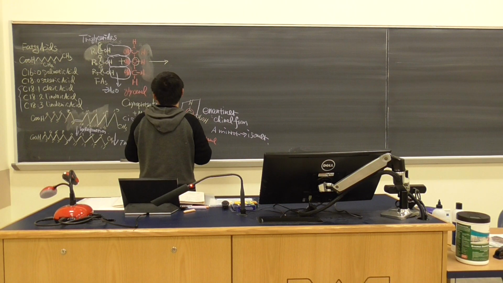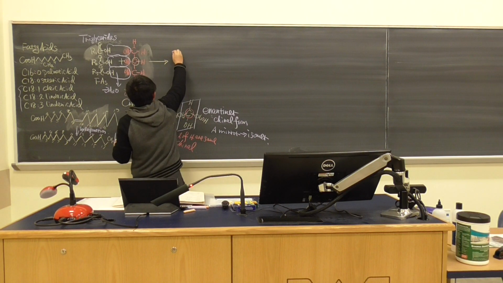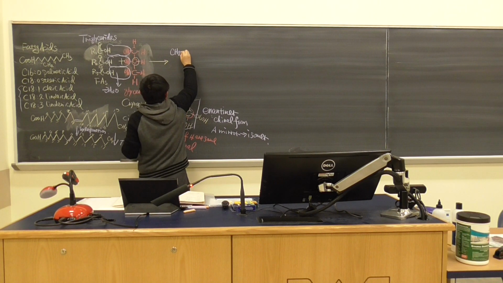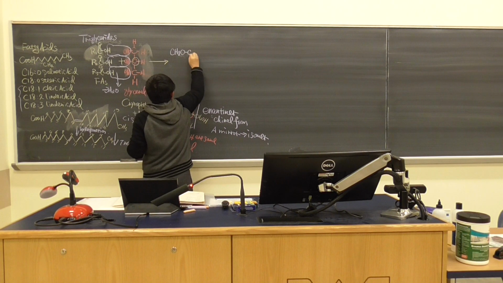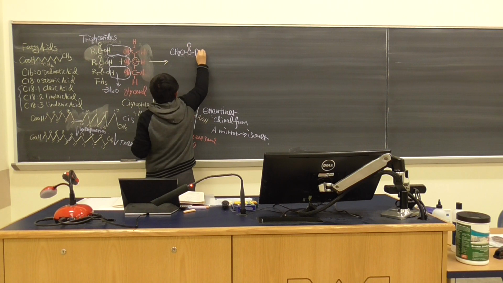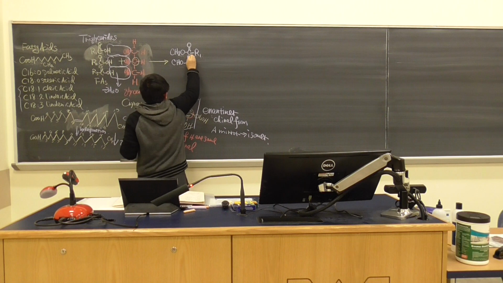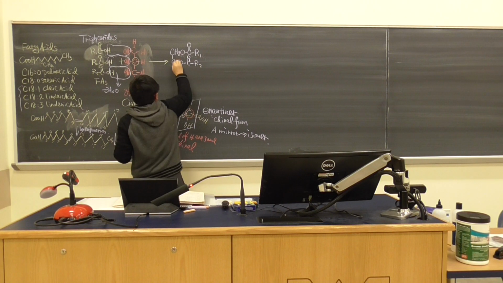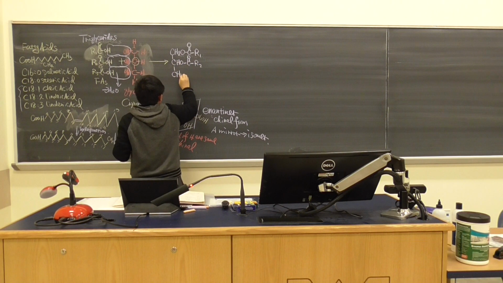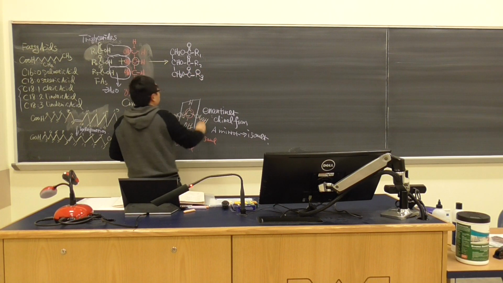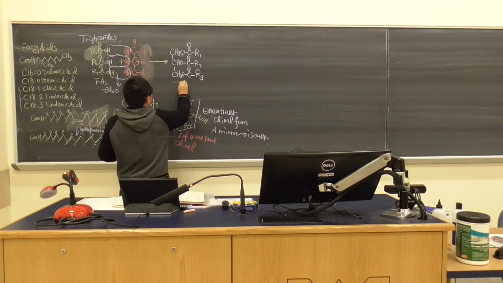What they look like is kind of very interesting. You're going to have CH2, O1, then you have CHO, O2, and CH2O, and O3. This becomes triglycerides.